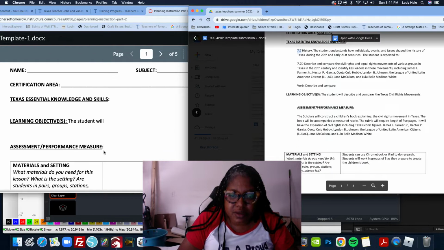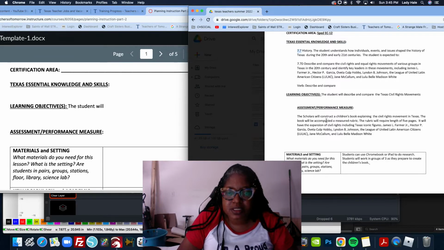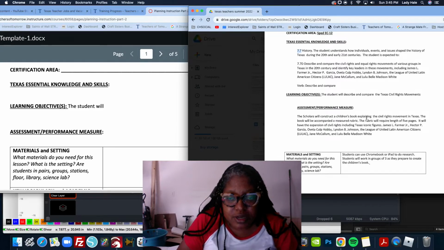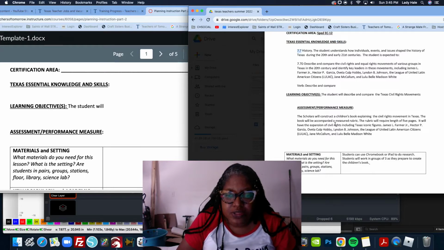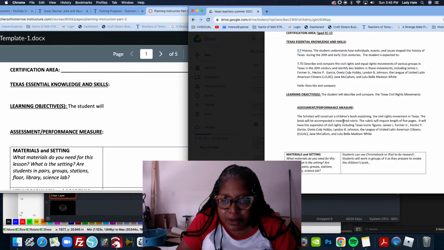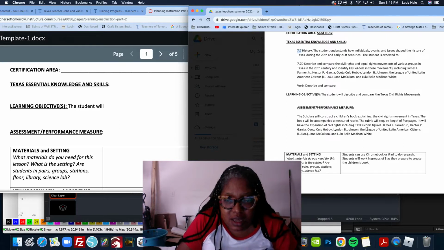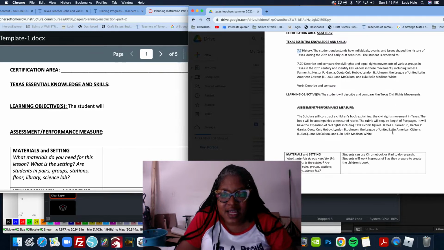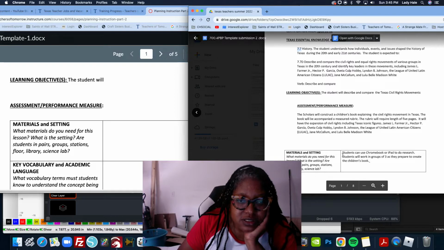All right, and then I put, how am I going to measure the performance? And I put, the scholar will construct a children's book, okay, explaining the civil rights movement in Texas. The book will be accompanied by a measure rubric. The rubric will require a length of 5 pages. It will have an expansion of the civil rights, including Texas iconic figures and all these people, right? So here we go. We have our materials. Okay, I said the students can use their Chromebooks.